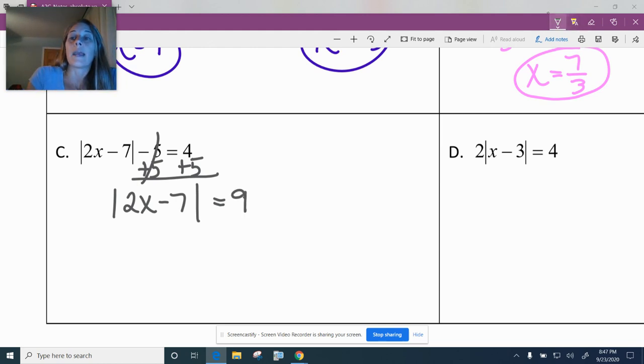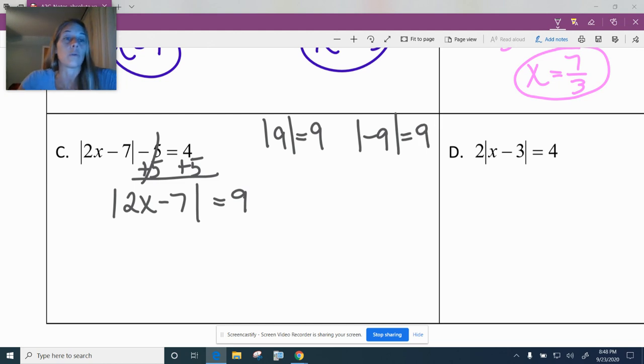Okay, so now that we have this equals 9 part, we know that the 2x minus 7 could be positive 9, because that would come out as a positive 9, or be 9 units away from 0. But the 2x minus 7, or whatever's in those absolute value bars, could be equal to -9 because that would also equal 9. So again, we have to do this as two separate equations. So we could say, okay, the 2x minus 7 can equal 9.